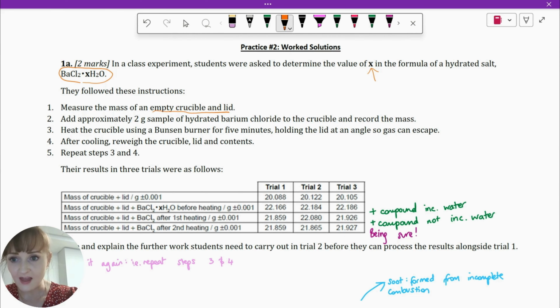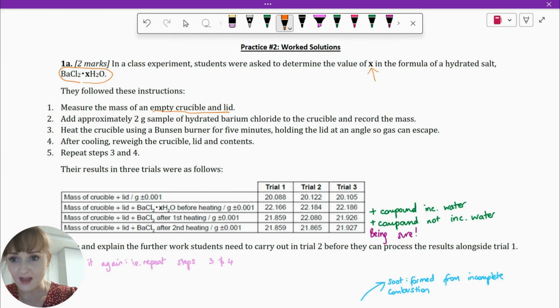Then they heated the crucible using a Bunsen burner for 5 minutes, holding the lid at an angle so the gas can escape. We know that this is important because the H2O has to be able to leave the hydrated salt. So after they allowed it to cool, they reweighed it, including the lid and all the contents, and then they repeated steps 3 and 4.